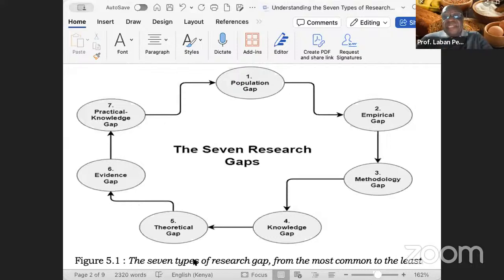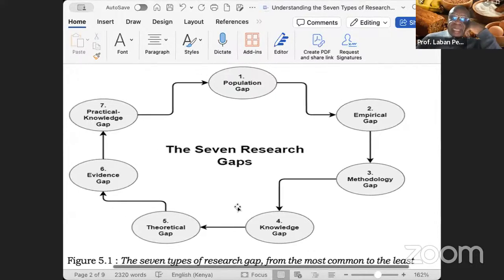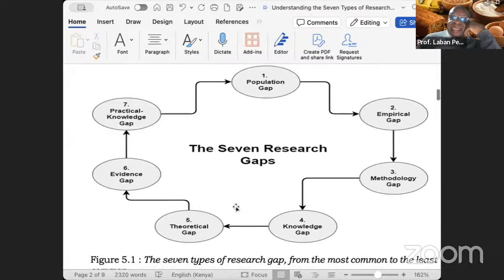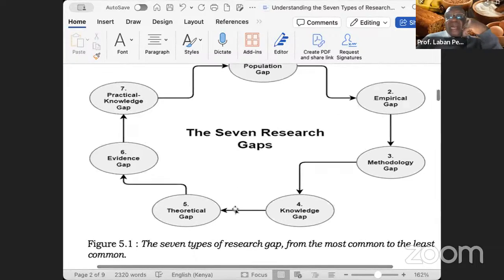So there are 7 research gaps. There is a population gap. There is an empirical gap. There is a methodology gap. There is a knowledge gap. There is a theoretical gap. There is an evidence gap. And there's a practical knowledge gap. And these gaps are the most common.